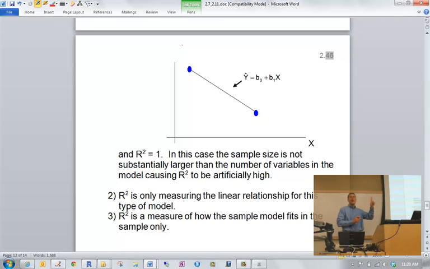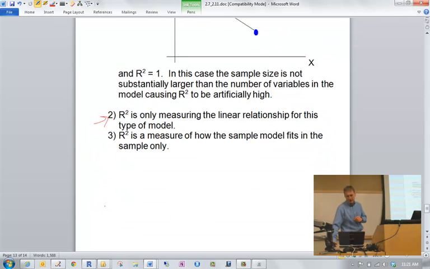So you might be thinking, oh wow, I have just come up with this great scientific discovery that this model perfectly predicts my Y. Well, you have a very small sample size. And this R squared is, you could say, again, artificially inflated because it's such a small sample size relative to the number of predictor variables. Also, R squared is just measuring the linear relationship for this type of model. So if you had, let's say, a quadratic relationship, which we will discuss maybe even a little bit later today, this R squared is not quite capturing it, depending upon the model that you actually look at.